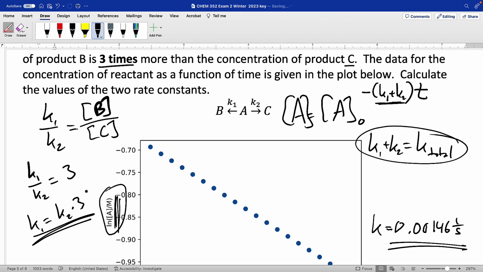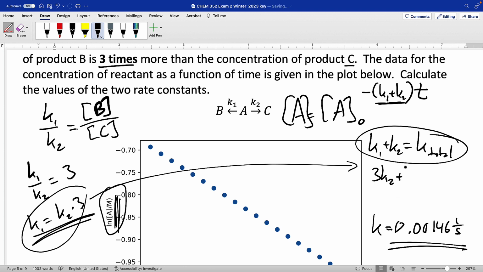So we'll plug this relationship in over here. So we'll call K1 3 times K2, and then we've got our original K2. So K1 plus K2 is the same as 3 times K2 plus K2 is equal to K total. And so 4K2 is equal to K total.